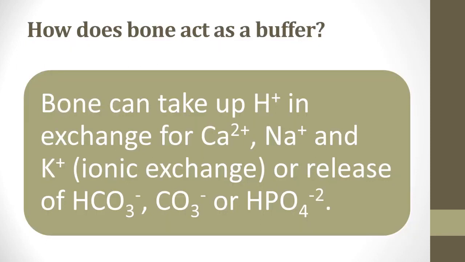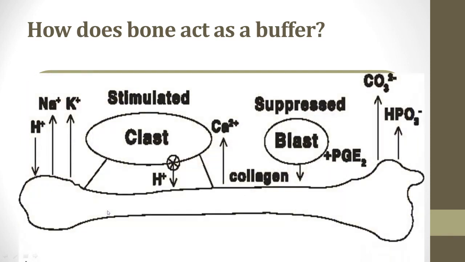Before that, let me discuss bone, which is again a very important buffer. Bone can take up hydrogen in exchange for calcium, sodium, potassium. That's called ionic exchange, and bone releases calcium carbonate, bicarbonate, and you can see in the picture as well. So here with acidosis, there's constant pressure on the bone in the form of hydrogen ion, and it is buffered with the release of sodium, potassium, calcium.